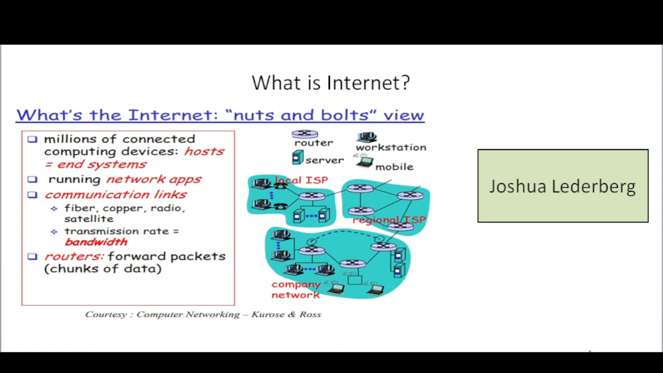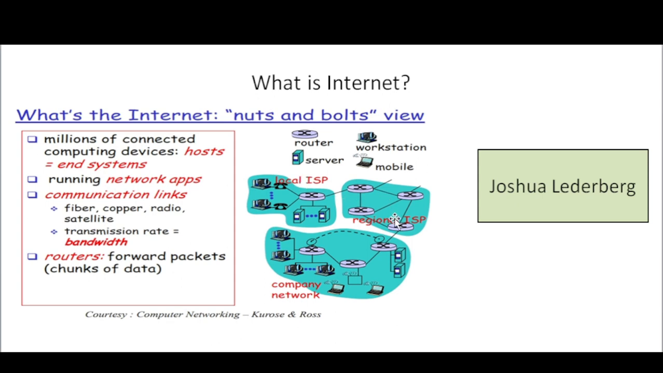In this visual representation diagram, you can see ISP, that is internet service provider. This section shows a small network connected to a local ISP, that is internet service provider, including various devices like routers. This symbol represents a router, then this is a server, then these are workstations, and this is mobile devices. So including various devices like routers, servers, workstations, and mobile devices.